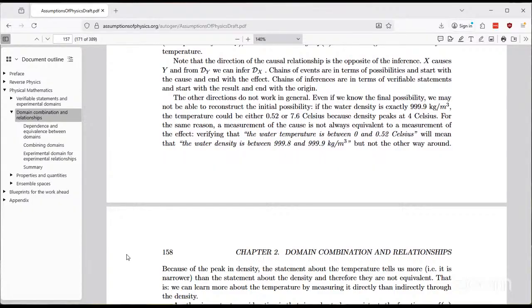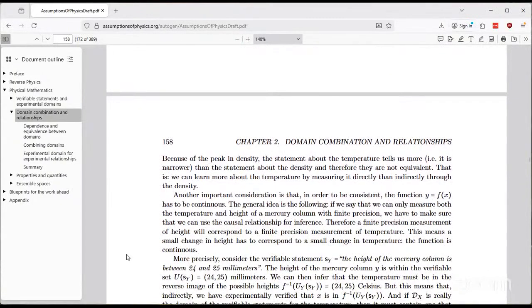Because of the peak in density, the statement about the temperature tells us more, i.e. it is narrower, than the statement about the density, and therefore they are not equivalent. That is, we can learn more about the temperature by measuring it directly than indirectly through the density.